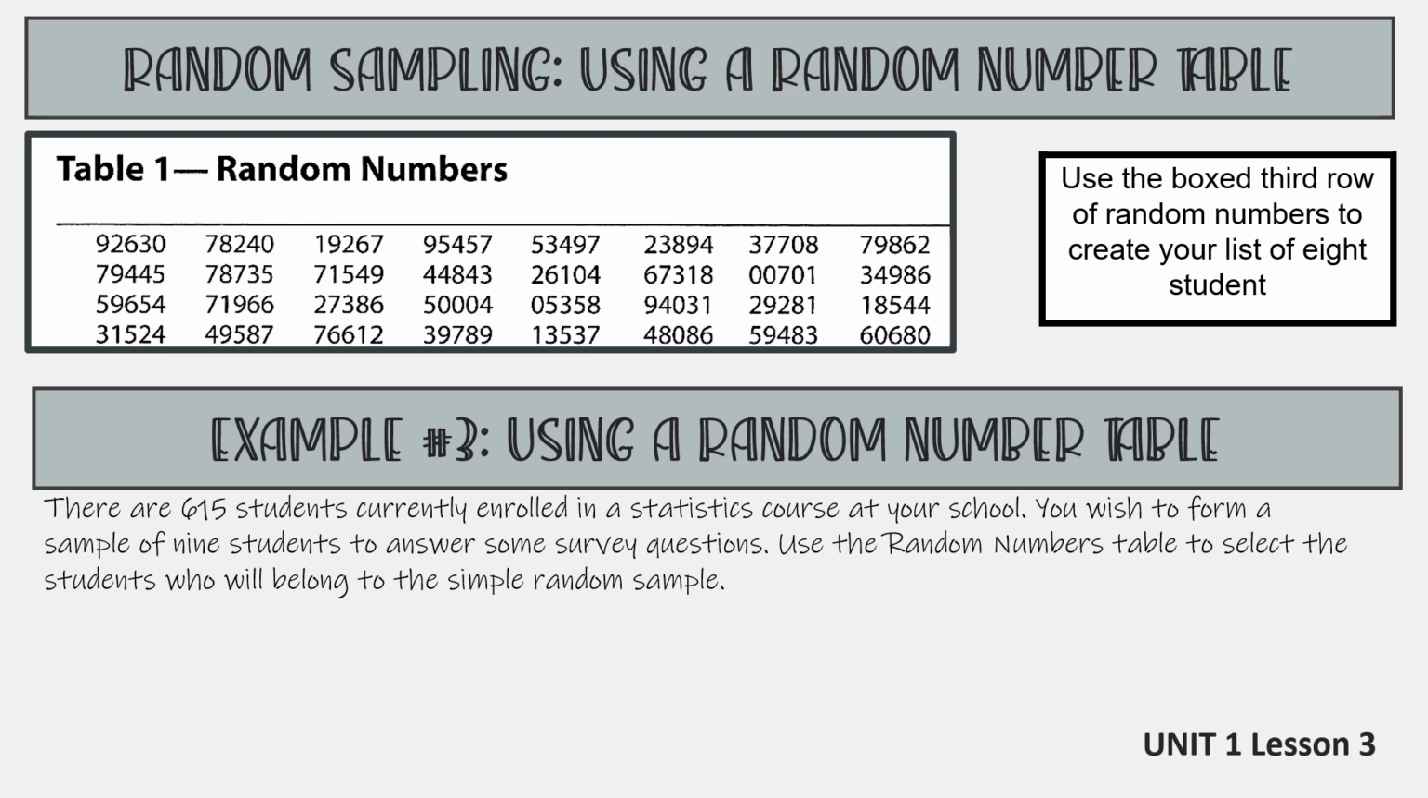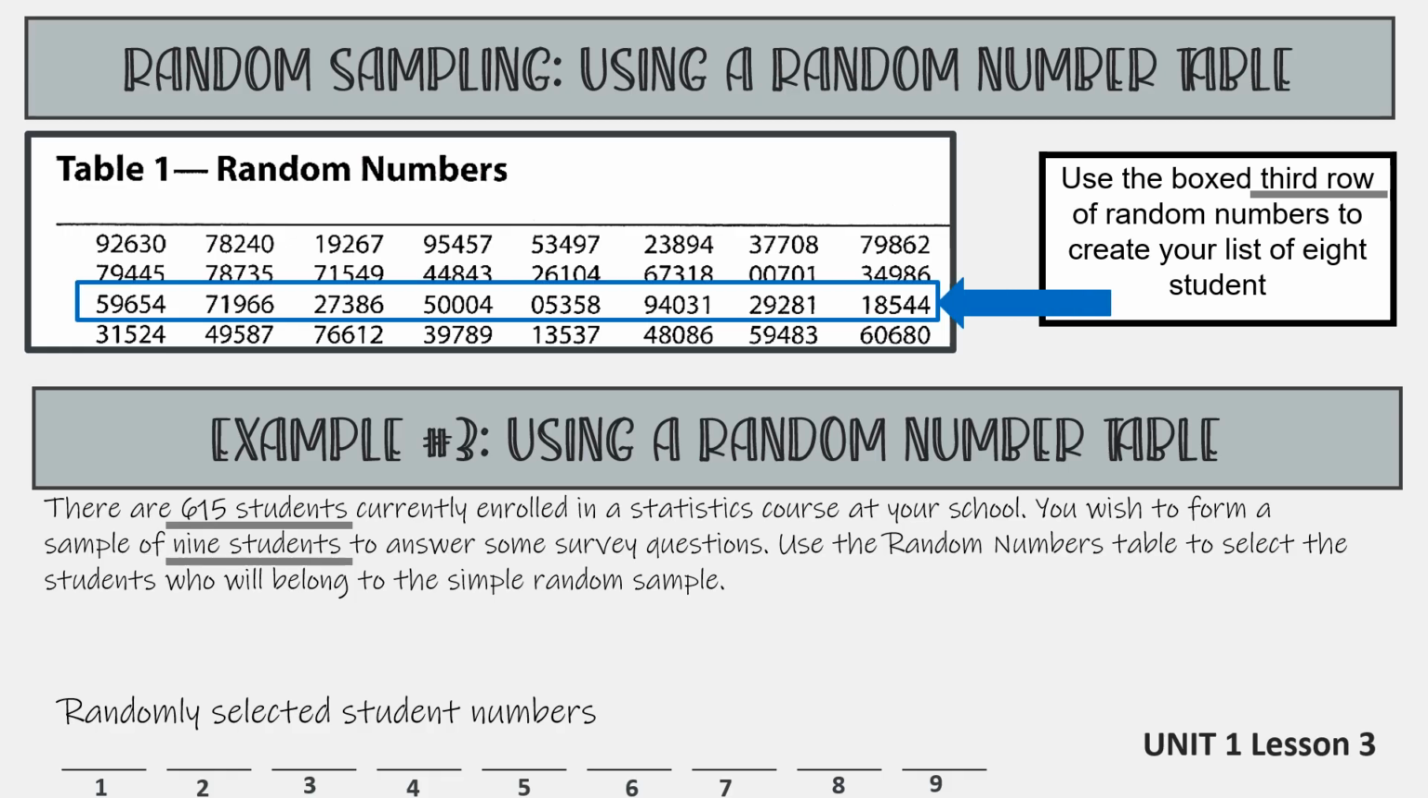Now for an example. There are 615 students currently enrolled in a statistics course at your school. You wish to form a sample of 9 students to answer some survey questions. You use the random numbers table to select the students who belong in the simple random sample. So there is part of table 1, random numbers. In the box at the right, the directions say use the third row of random numbers to create our list. So we want 9 different student numbers. So I have 9 blanks down at the bottom.